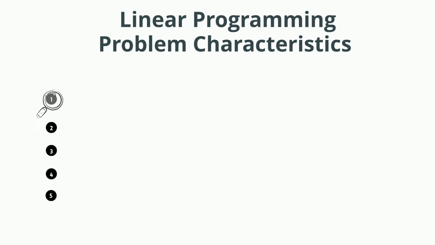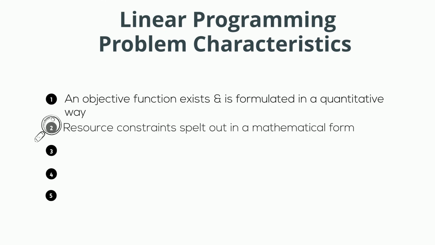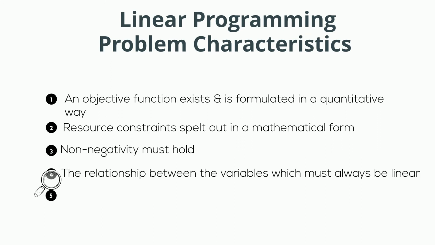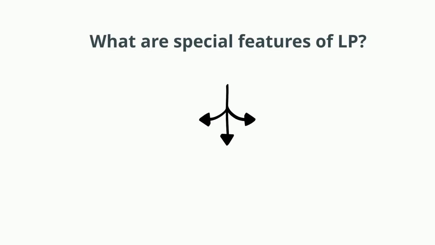In addition, all linear programming problems have to follow a few characteristics. First, the characteristic mentioned is the objective function. It must clearly define an objective which can be stated in a quantitative way. The second characteristic is that the constraints, those are regarding the resources, which must be spelled out in a mathematical form. The third is non-negativity, meaning that the variables must be zero or a positive number. Fourth is linearity, which explains the relationship between the variables, which must always be linear. And the fifth characteristic is finiteness, which is related to the number of inputs and outputs, which need to be finite.